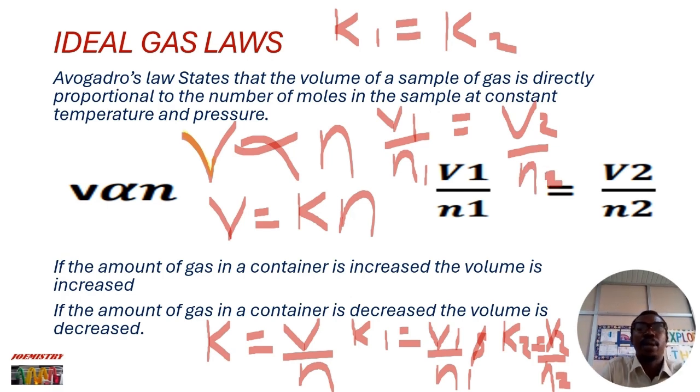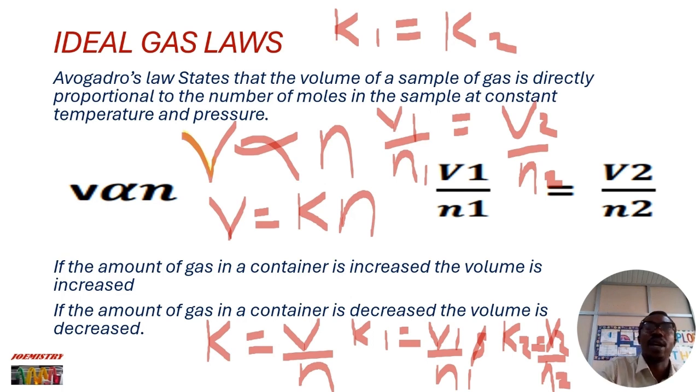So at constant temperature and pressure, the volume of a given mass of gas is directly proportional to the number of moles in the sample, as long as the temperature and pressure remain constant. Which is Avogadro's law. If the amount of gas in the container is increased, the volume is increased. If the amount of gas in the container is decreased, the volume is decreased.